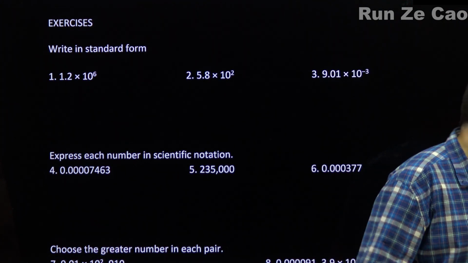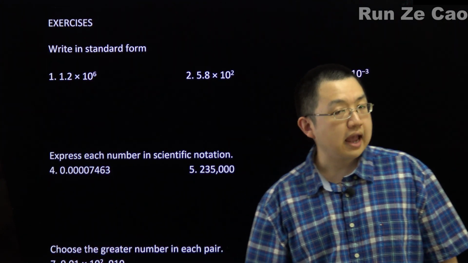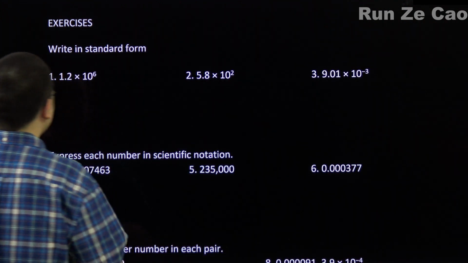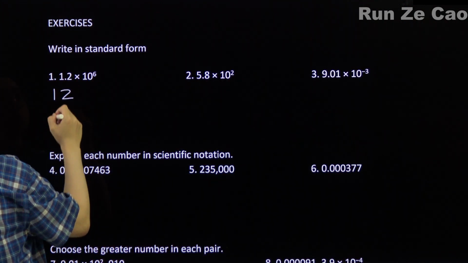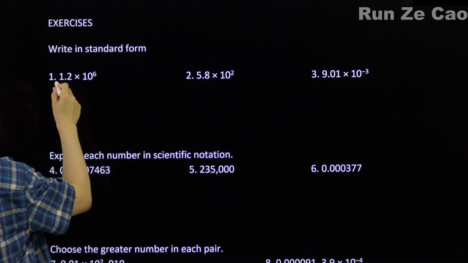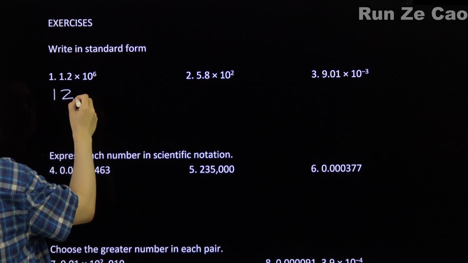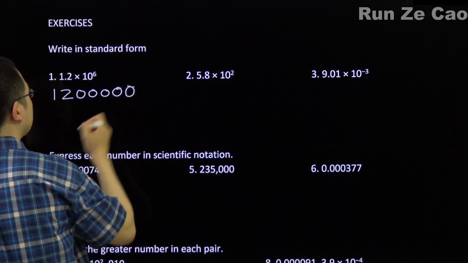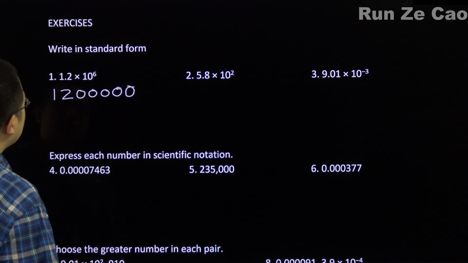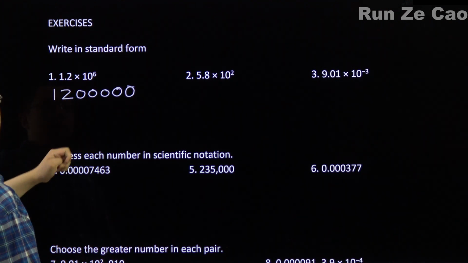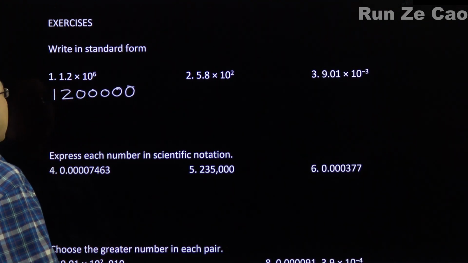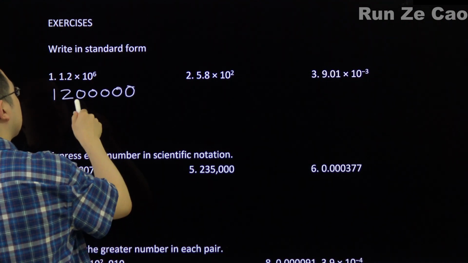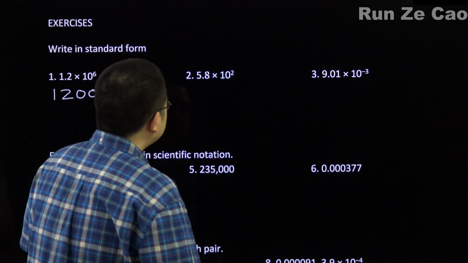All right, exercises. Write these in standard form. 1.2 times 10 to the 6. Well, 1, 2, and then we know that there are 6 digits after the 1, so this is the first one. Second, third, fourth, fifth, sixth. Okay, so there's 6 digits after the 1 now. Great. And the numbers where we actually have information are filled in, and the rest are placeholders.